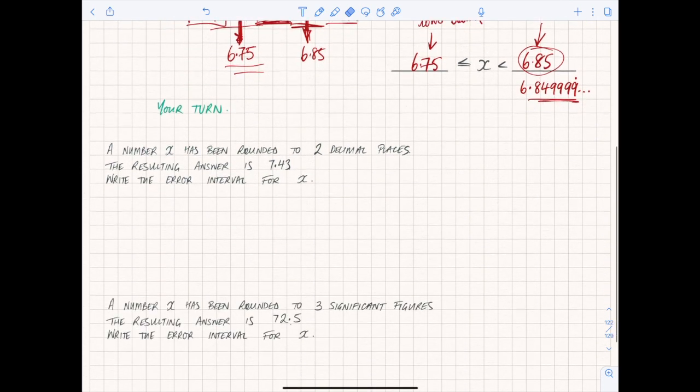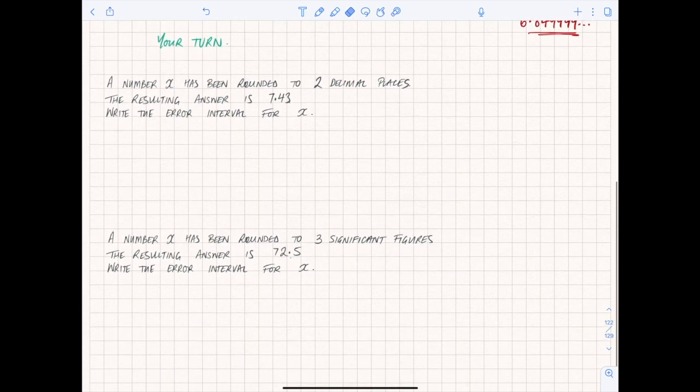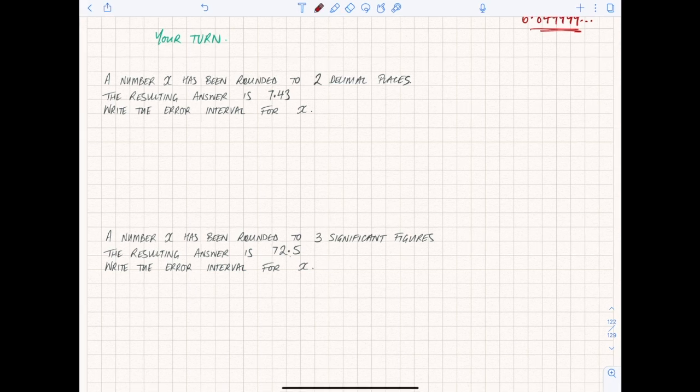I've got two examples here for you to have a go at if you want. You can pause the video, have a go at them, and see how you get on. Looking at this one, the only thing that's different here is that it now says 2 decimal places. So we're still going to follow the same process. I'm going to write down here the less than or equal to sign on the left and the less than sign for the one on the right.